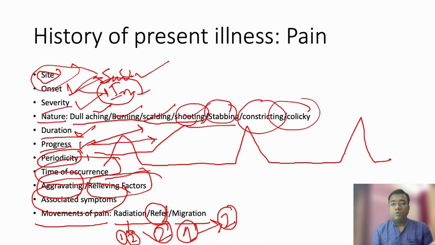So these three are important. Radiation means there will be pain at the primary site as well as pain at the secondary site. Referral means there is no pain at the origin of the pain, but the pain is felt at a distant site. And migration of the pain means the patient will have pain at a site, then the pain migrates to a different site, and now there is no pain at the first site. Okay, am I clear? Fine.